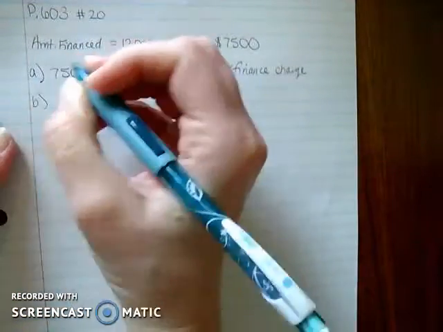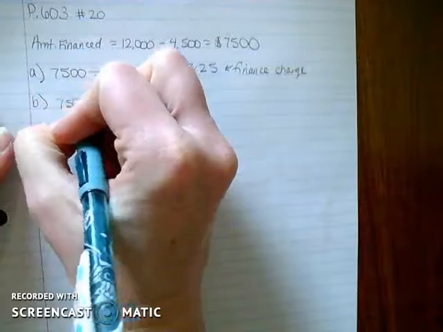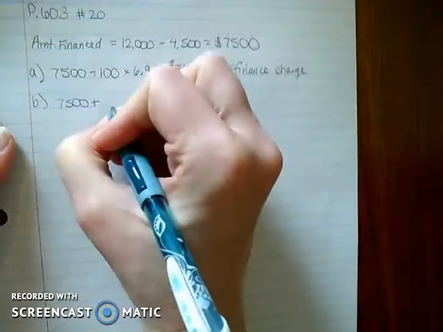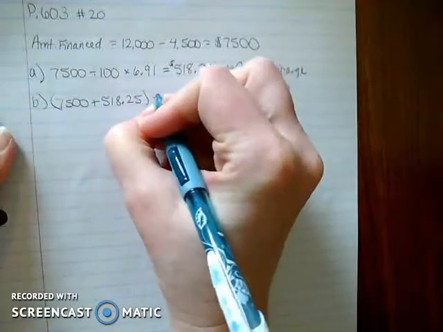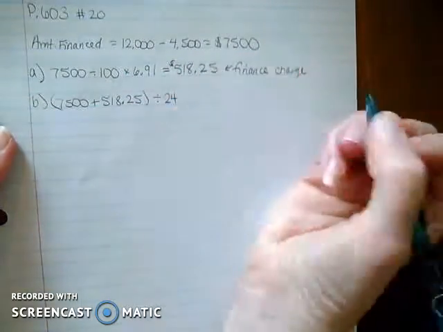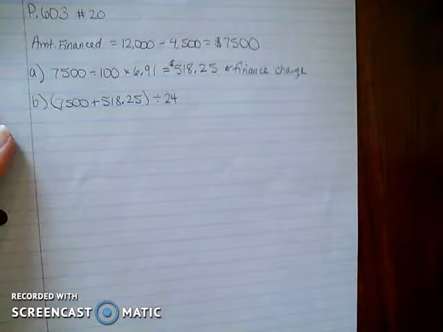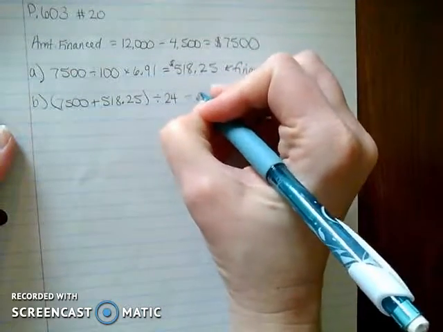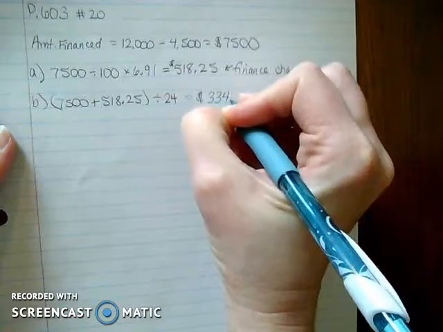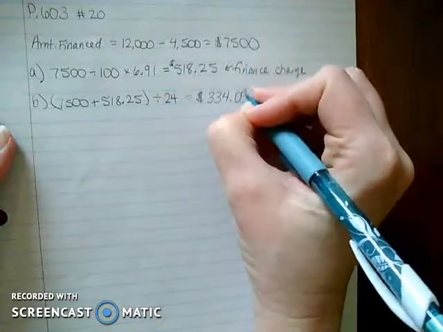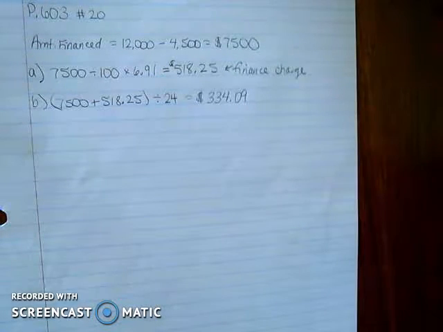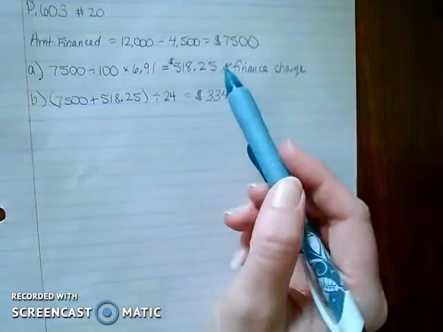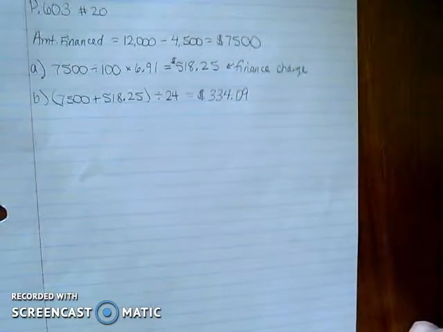Part B, the monthly payment. $7,500 is the principal plus $518.25 that you have to pay in interest. Divide that by the 24 months. And that comes out to be $334.09. So again, for 24 months, he needs to make monthly payments of $334.09. That would give him this total amount of the $7,500 plus the $518.25.